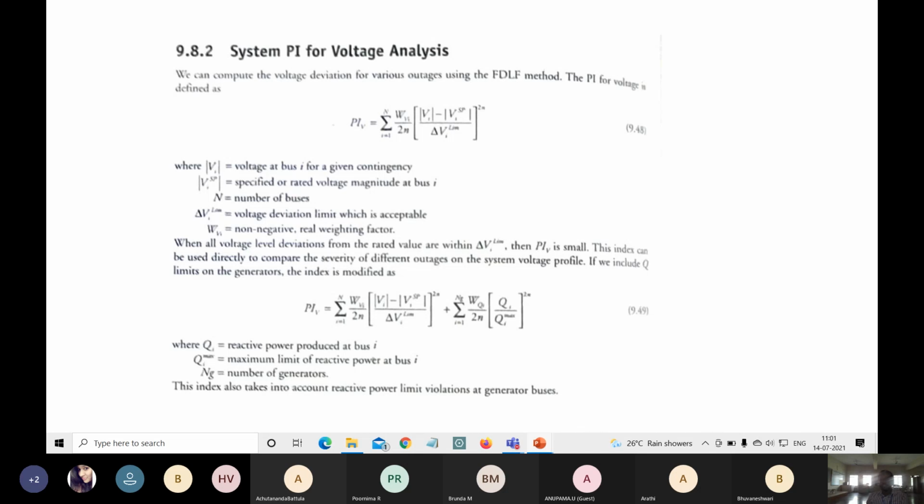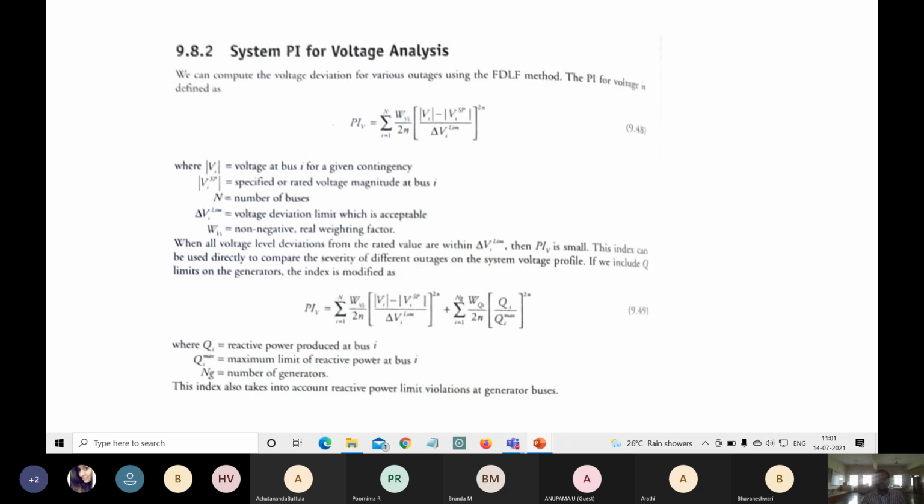So in the previous case we studied based upon the power flow severity. So here, based upon the voltage severity, we will give the ranking. Sigma over i equals 1 to n, W_Vi divided by 2n. So same formula: W_Vi divided by 2n times (Vi minus Vi SP divided by delta Vi limit) whole raised to 2n.